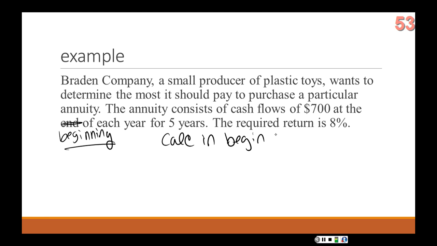When you're done working an annuity due problem, you should always immediately switch your calculator back to end mode so that you don't accidentally work problems with it in begin mode, because you'll get every answer incorrect.